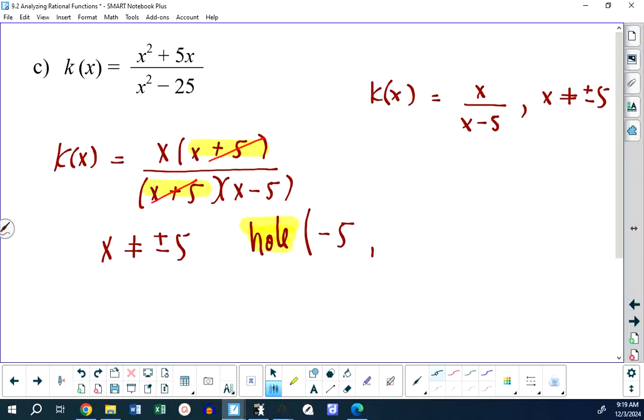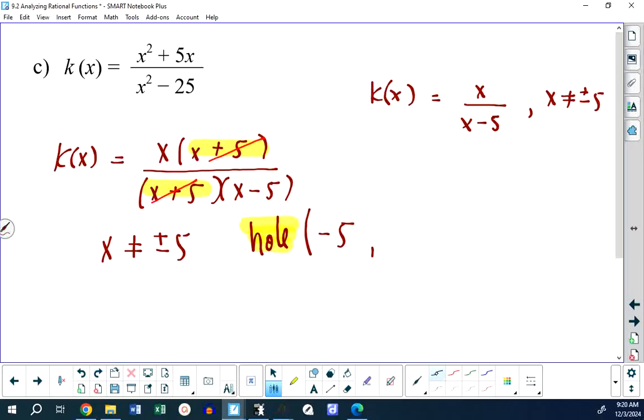You see what I've done there? I've canceled them. But if I don't write these non-permissible values, that's not k of x. I don't want to get too far removed from the question. Technically, that's correct. I don't need to say x cannot equal 5 because it's still x minus 5 in the denominator. I don't need that added piece of information. But why cheap out? Why not just write the non-permissible values?